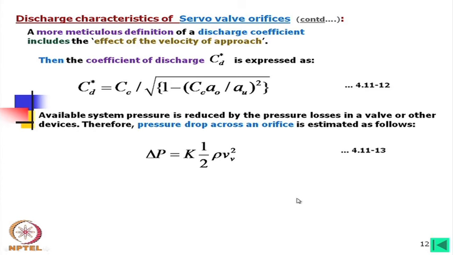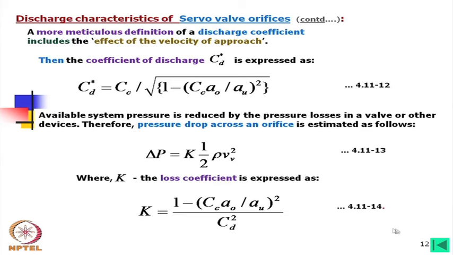Available system pressure is reduced by the pressure losses in a valve or other devices. Therefore, the pressure drop across an orifice is estimated as follows. This we have already expressed, and K is the loss coefficient, which is expressed by this formula. If you just equate, you will find this formula. That means the loss coefficient K, the valve rating characteristic, we should calculate using this formula.